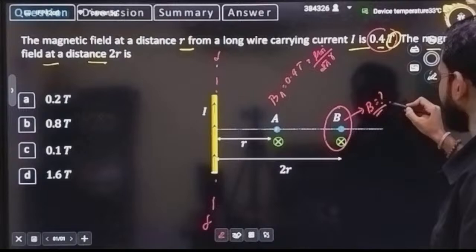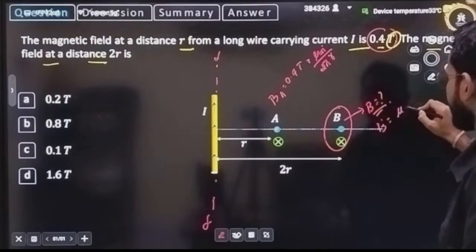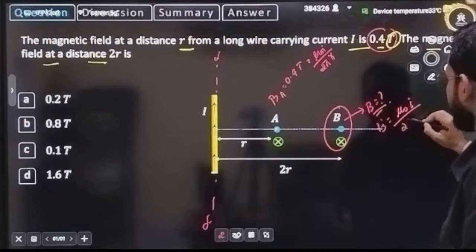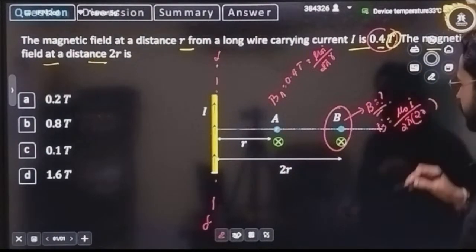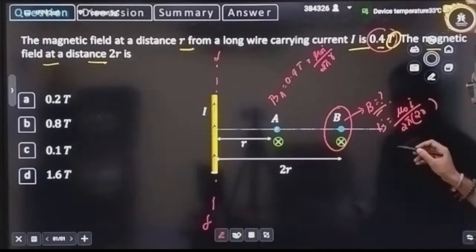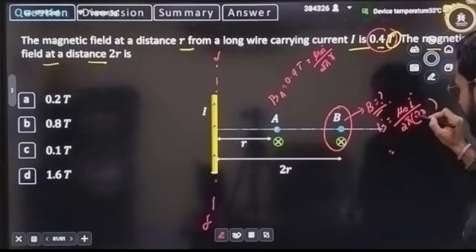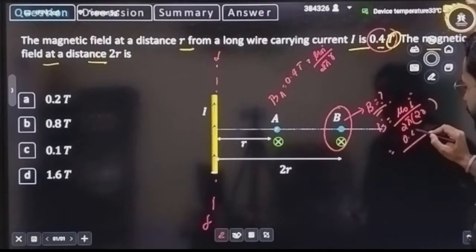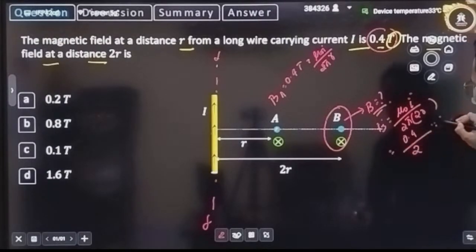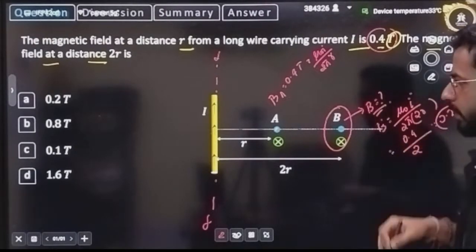0.4 Tesla. And here, if I have to write the magnetic field, I will write mu naught I divided by 2 pi. What is the radius that I am telling you? It is nothing but 2r. That means all these things are the same, but only a factor of 2 is coming in the denominator. That means 0.4 Tesla is divided by 2. I can simply say the answer will be 0.2 Tesla.